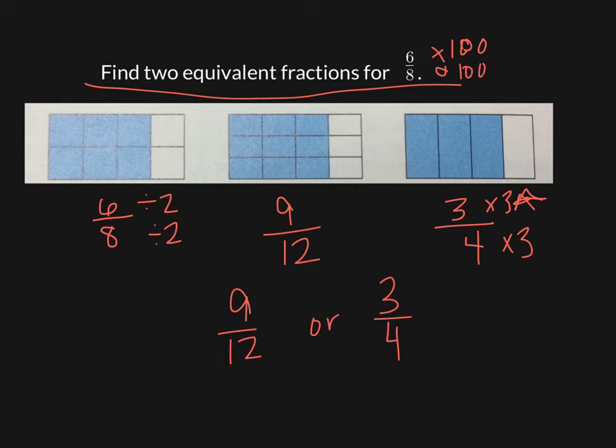You could pick whatever number under the sun as long as it's a whole number to multiply by. So you could also say 600 over 800 is an equivalent fraction. Right? I mean, you can pick any number as long as you're multiplying or dividing both the numerator and denominator.